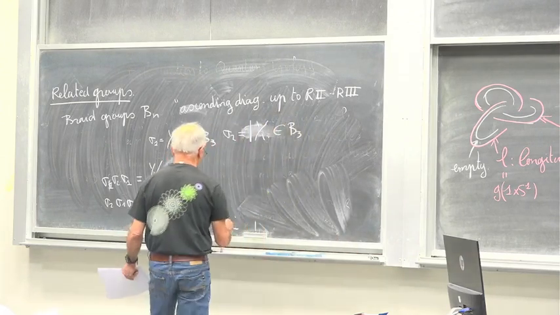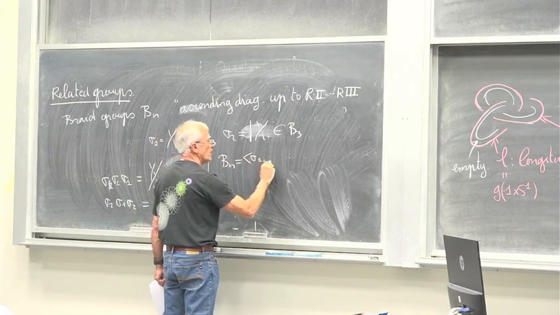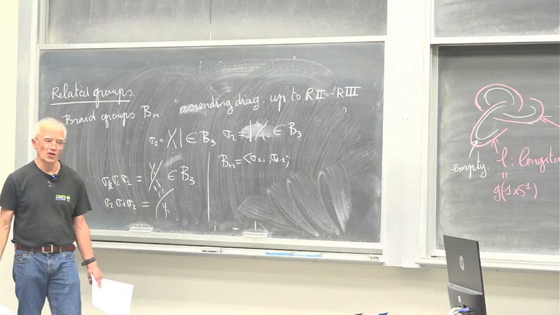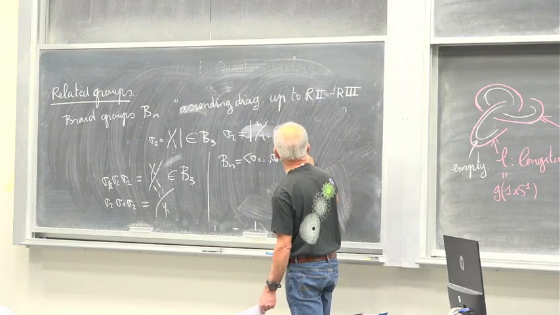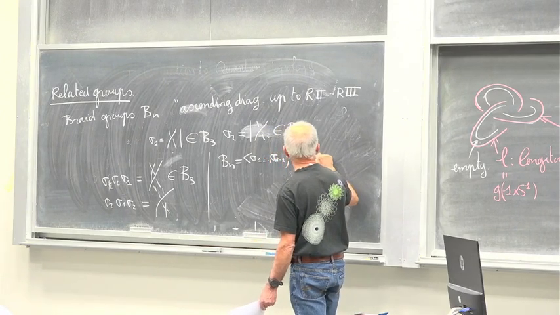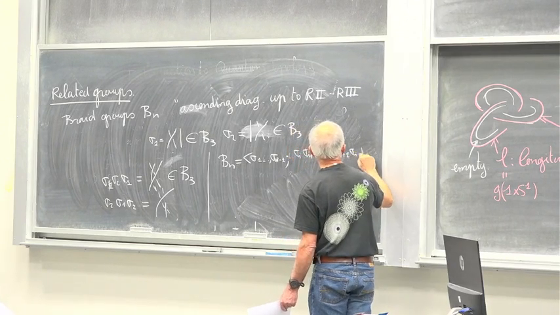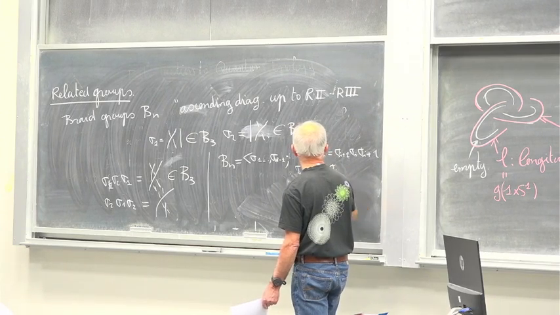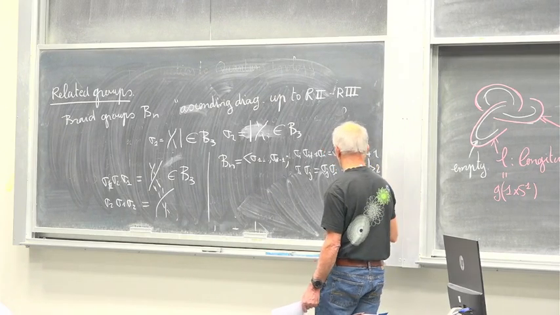Okay? So in fact, this group Bn has generators sigma 1 to sigma n minus 1, which are lifts of transpositions, and relations: sigma i+1 sigma i sigma i+1 equals sigma i sigma i+1 sigma i, and sigma i sigma j equals sigma j sigma i if i and j differ by more than 2. And this is the presentation.